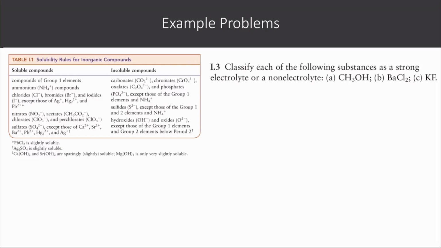Let's go over some example problems to solidify our understanding of aqueous solutions and precipitate reactions. The first problem says classify each of the following substances as a strong electrolyte or non-electrolyte. The first case is methanol with the following molecular formula. We can see that this molecule is made out of carbon, hydrogen, and oxygen, which is representative of an organic molecule. So this must be a non-electrolyte.